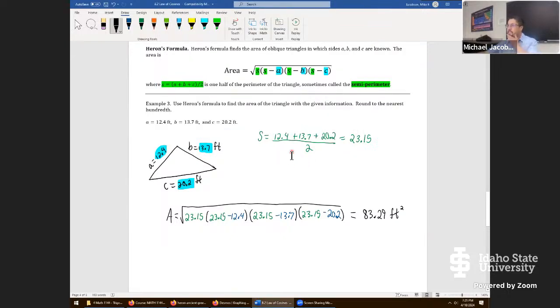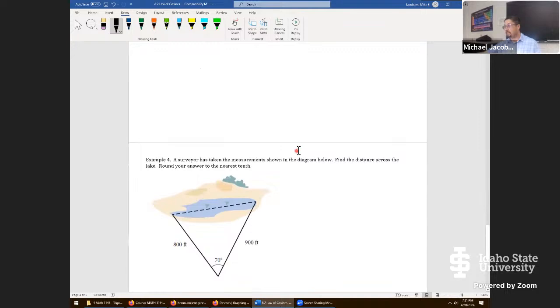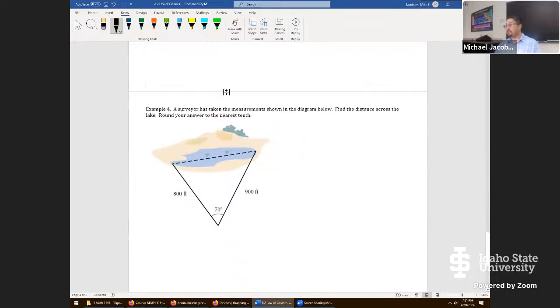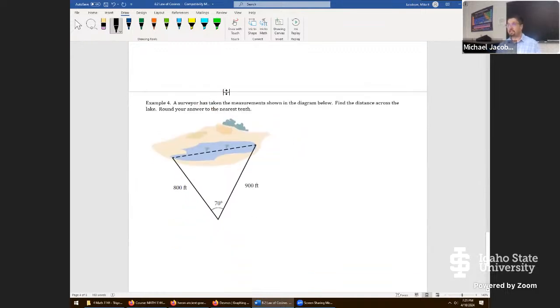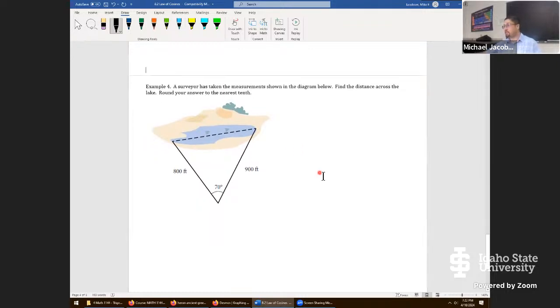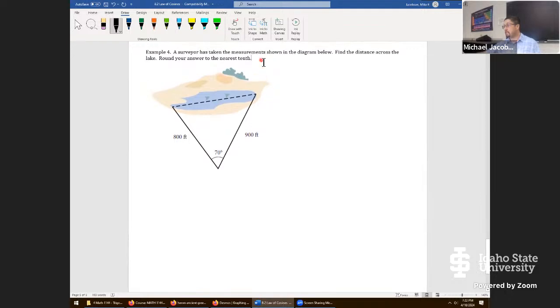Okay, I'm not even completely certain why our book put this problem here, but I think it's a pretty cool formula. We've had a lot of area formulas so far, so this is just an additional one. Then going down below, this will be our last problem for section 8.3. It's another law of cosines problem, so that's a great idea to look at law of cosines one more time. And the problem says, a surveyor has taken the measurements shown in the diagram below.